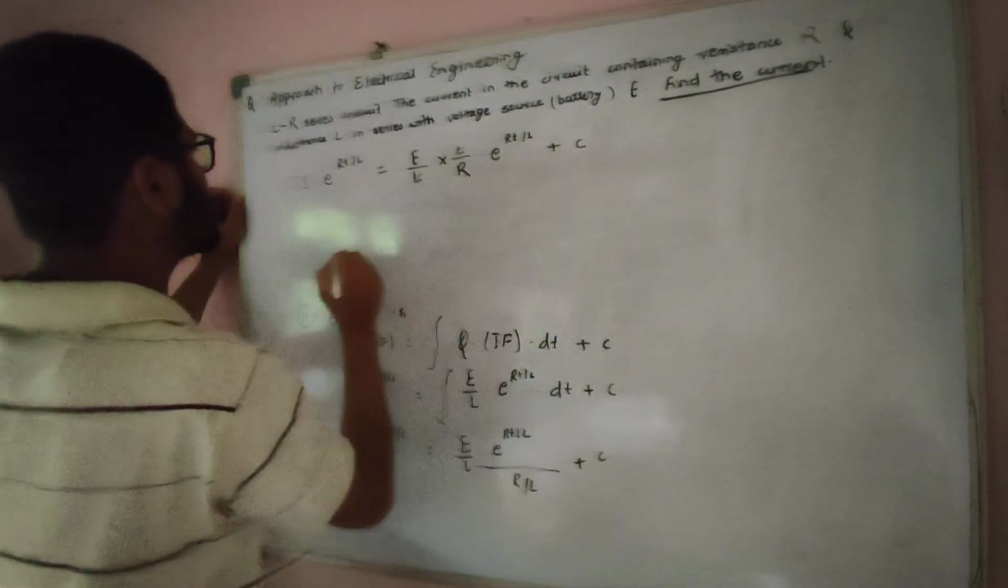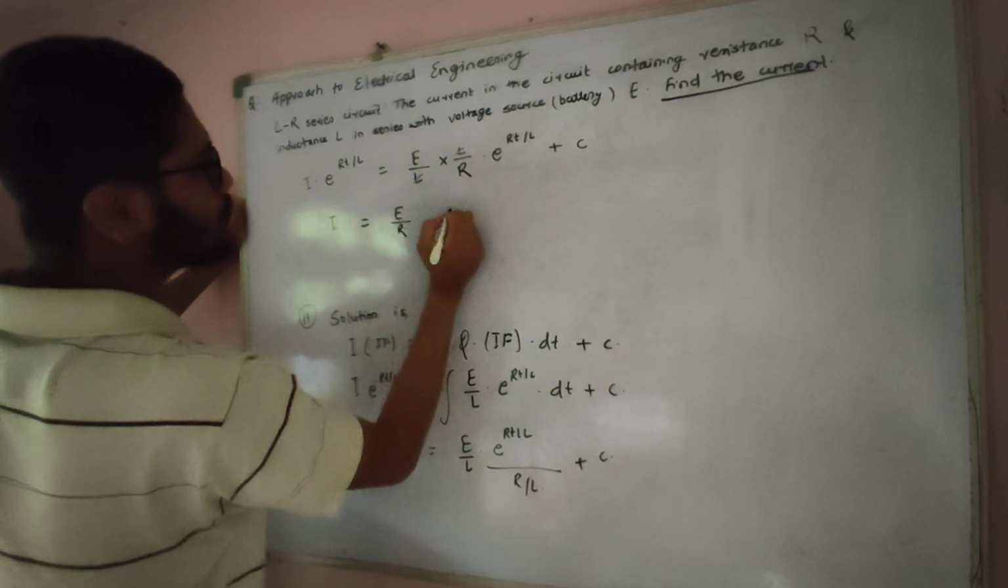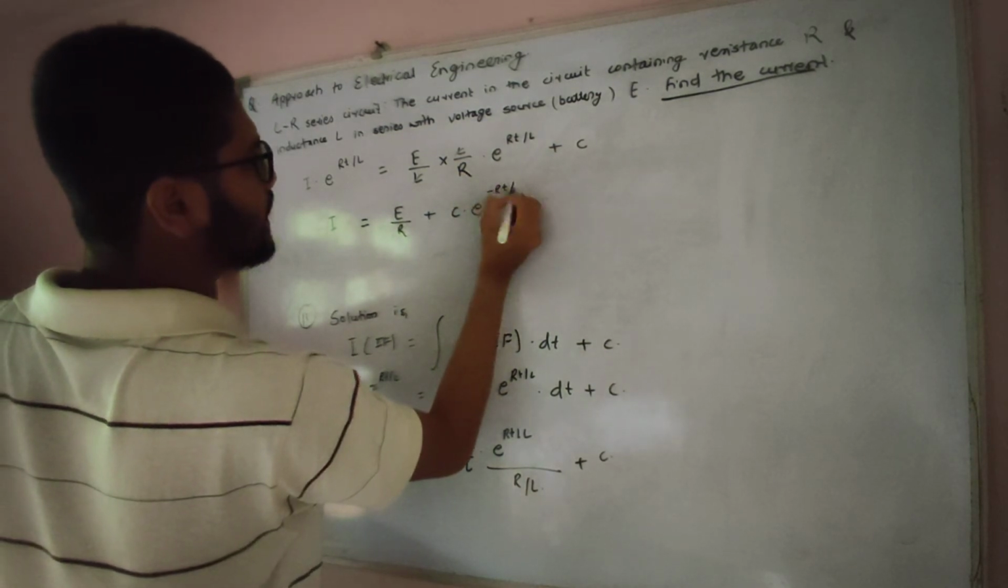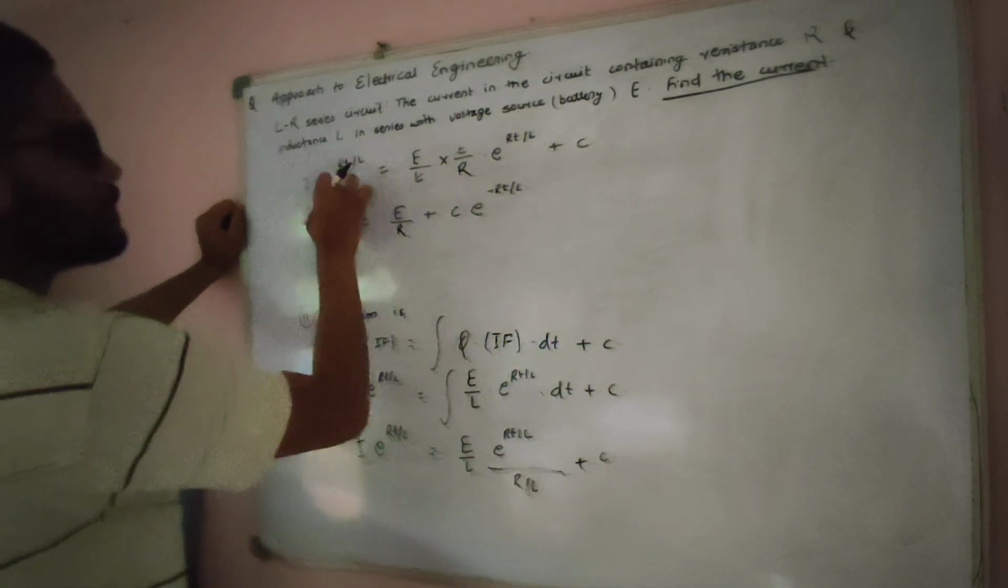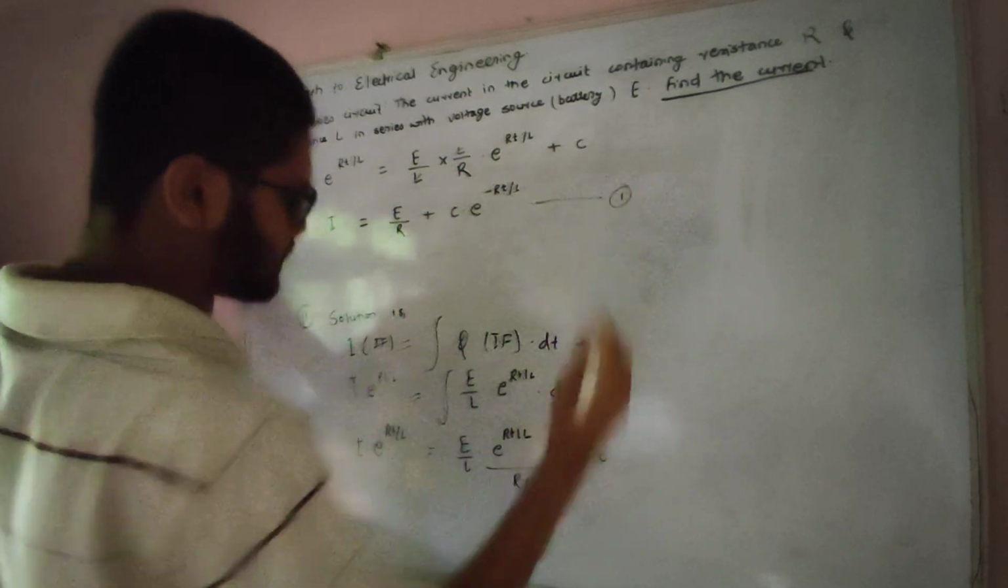Now finally we can write I is equal to E by R plus C times e to the power minus Rt by L. I took this term to that side, and finally we get this result. I'll call it equation 1.